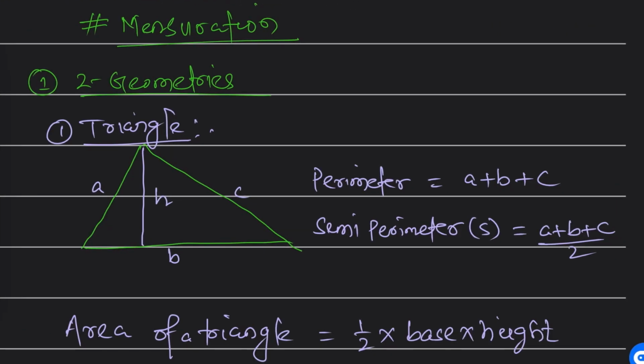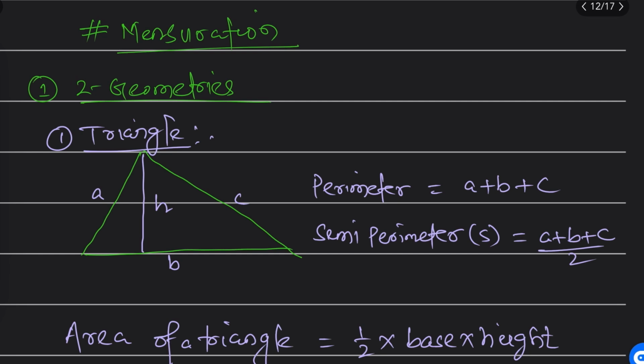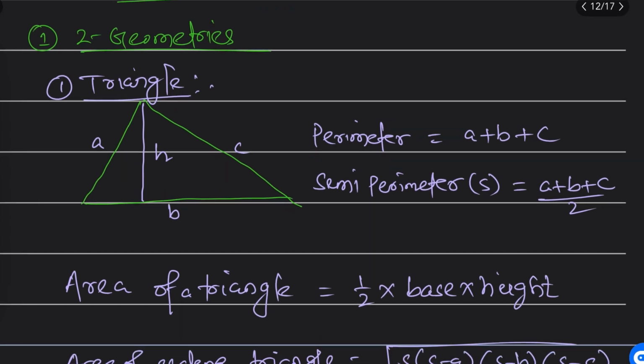Hello guys, I'm back with the fifth part of basic mathematics. Let me recap whatever I had discussed in the last video. I had discussed mensuration. There I discussed 2D geometries, and in that we discussed triangle, properties of triangle.